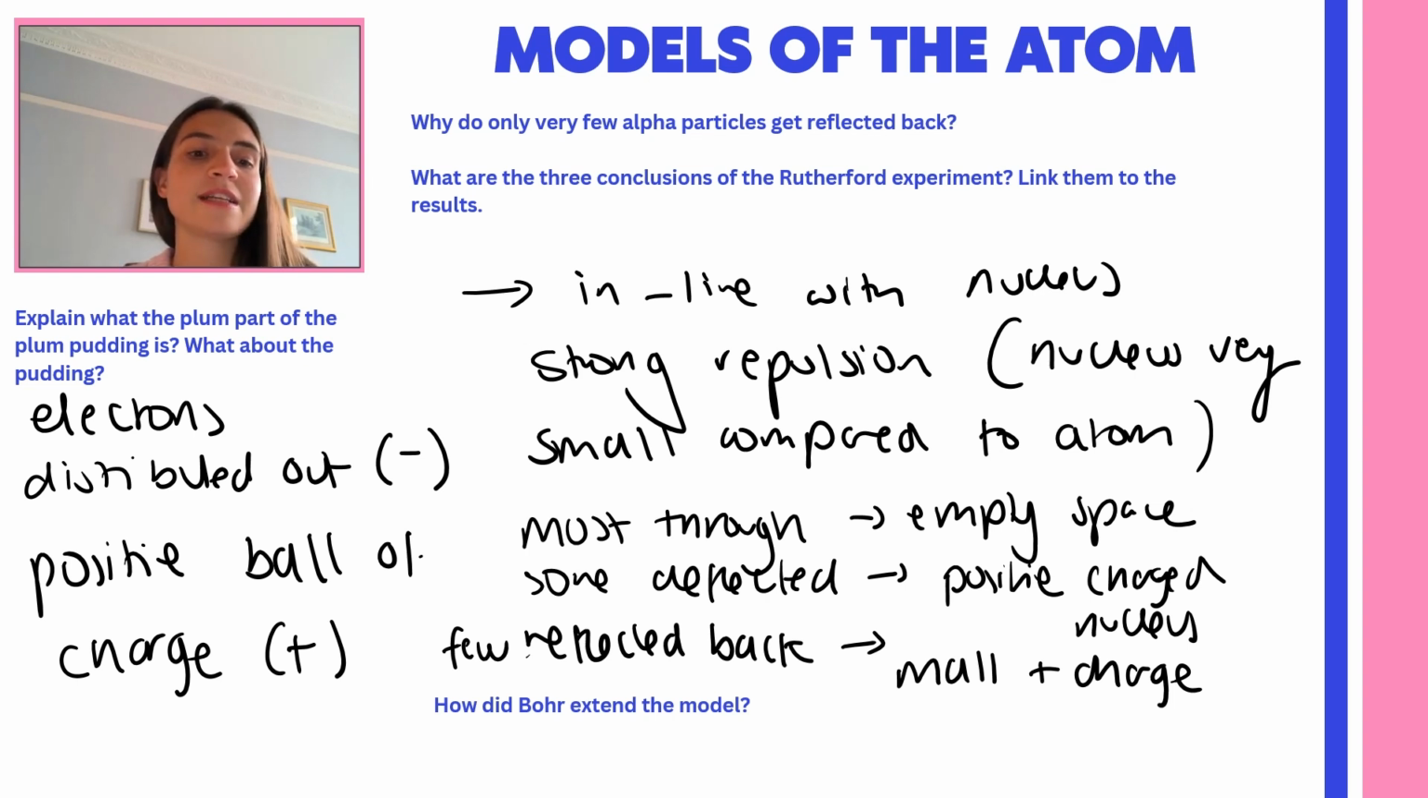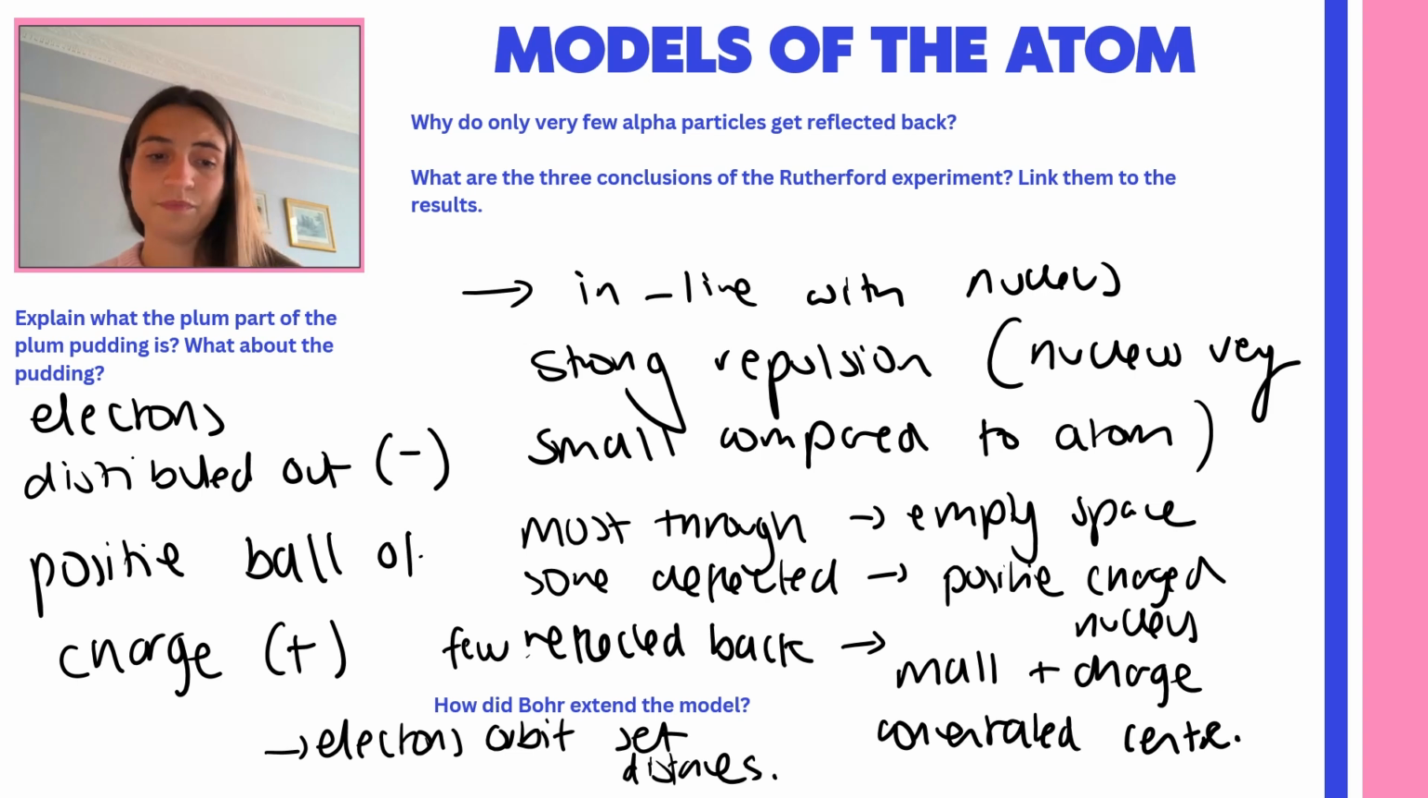Okay, finally, this little question on the bottom: how did Bohr then extend this model of the atom further? And the answer to this is Bohr talks about electrons moving or orbiting at set distances from the nucleus. So the Rutherford model doesn't really mention where the electrons are, and Bohr says they're at set distances from the nucleus and they are orbiting those set distances from the nucleus.